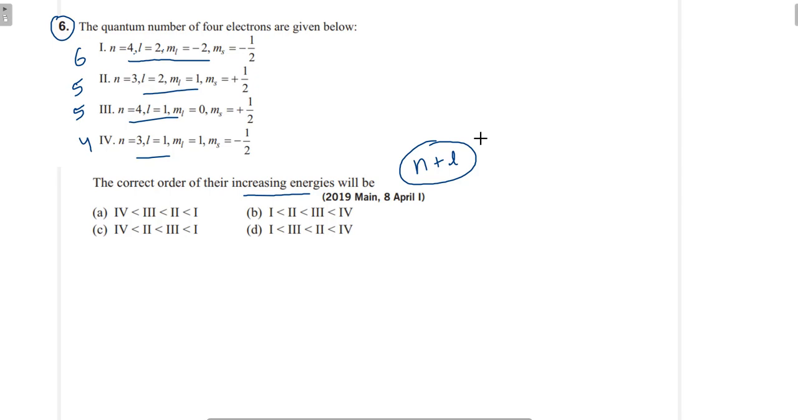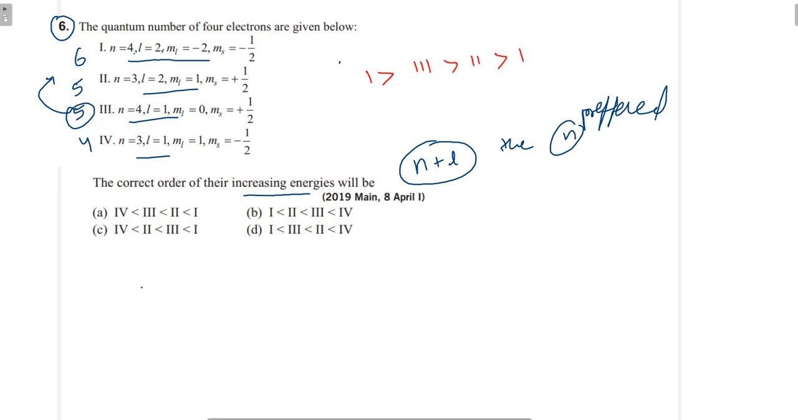Whenever N plus L value is same, then N value is the preferred, right? So third is higher. Then what is the answer? First one is higher than third one, then second, least is fourth. 1 3 2 4. 4 is the smallest value. Yes, C is your answer.